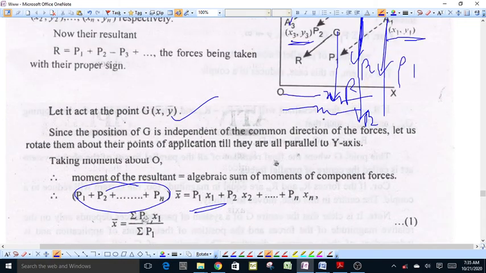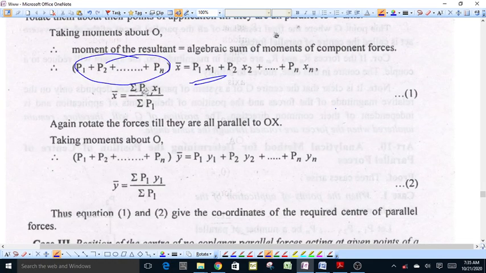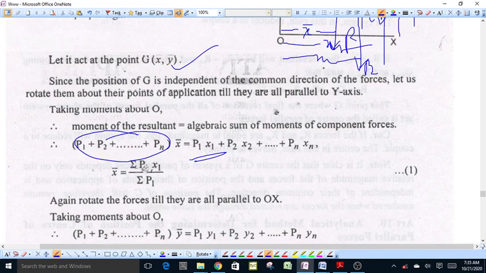Therefore, P1 plus P2 plus Pn is the resultant which acts at a point G, whose perpendicular distance from O will be equal to x bar, which equals P1 x1 plus P2 x2 plus Pn xn. Therefore, x bar comes out to be summation Pi xi upon summation Pi.